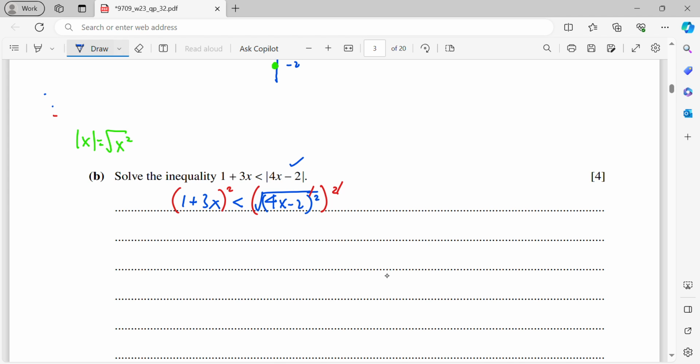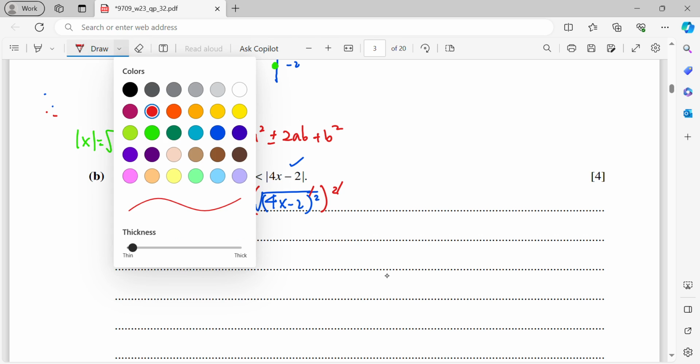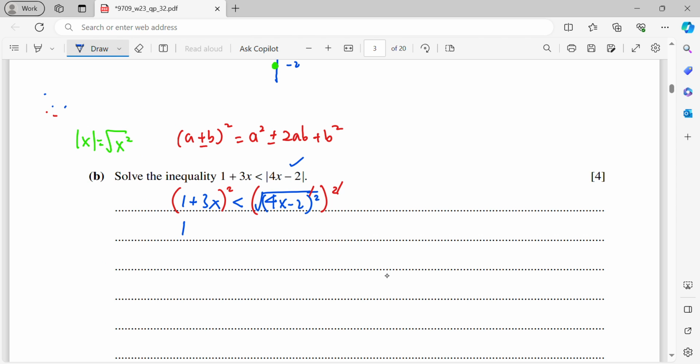Now, expand using this formula: a plus minus b squared equals a squared plus minus 2ab plus b squared. Then here you will be getting 1 plus 6x plus 9x squared less than 16x squared minus 16x plus 4, according to this quadratic expansion.